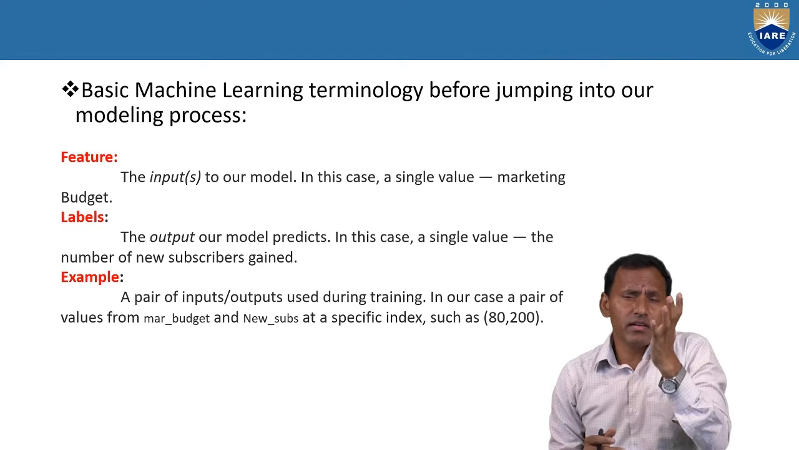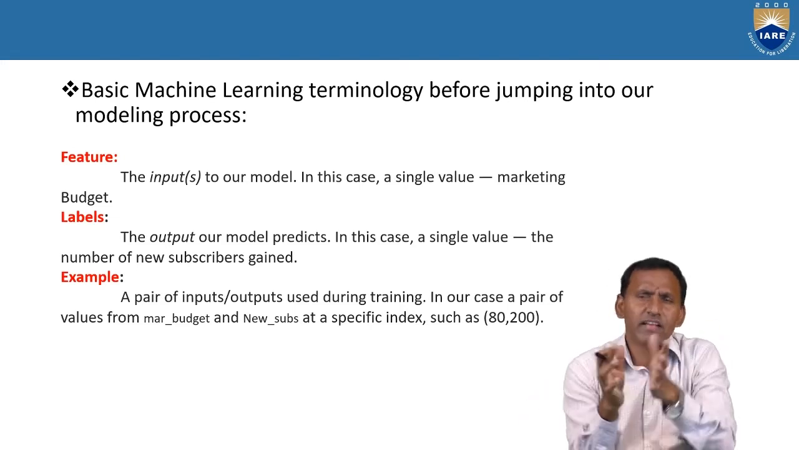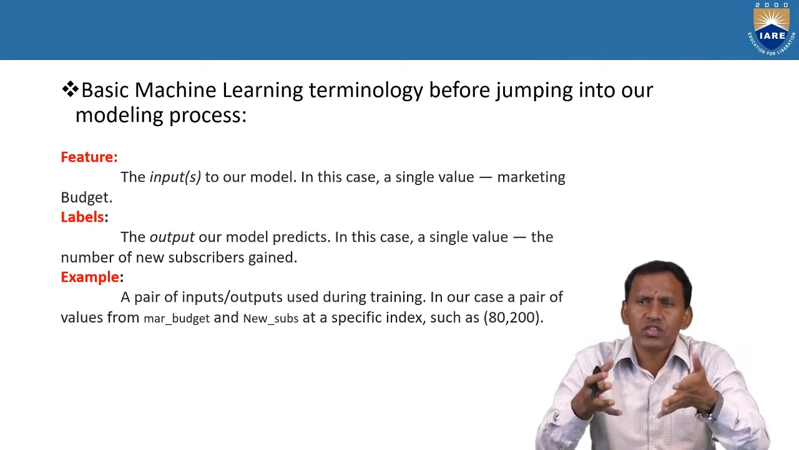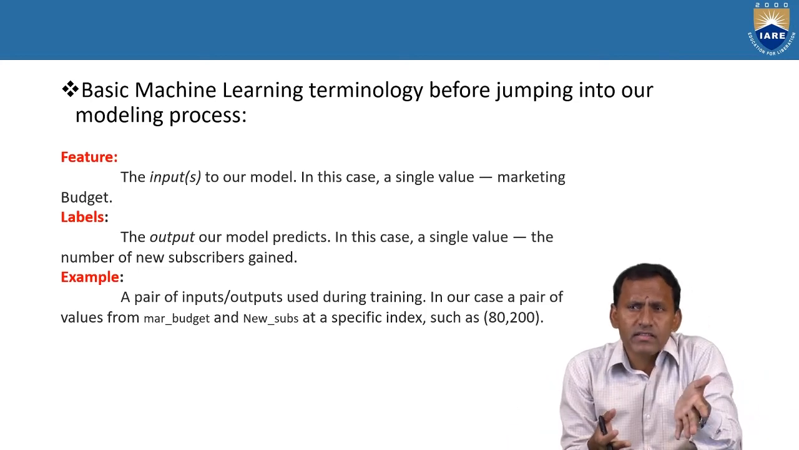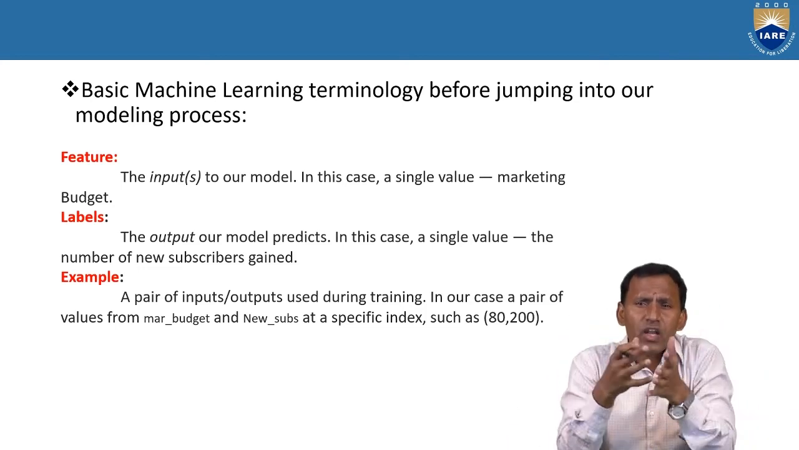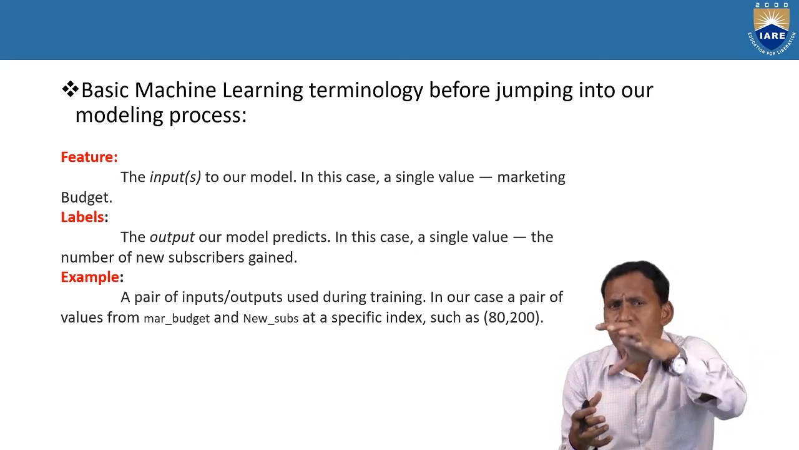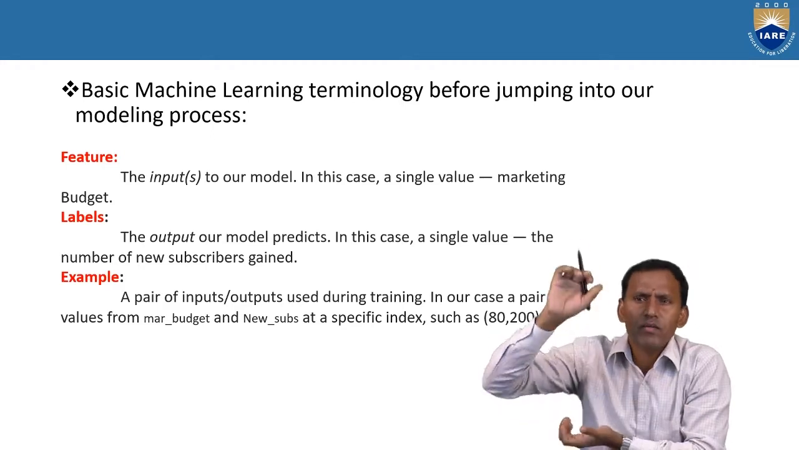Now coming to the labels. The label represents the output of our model. For example, here, a pair of inputs and outputs is used during the training process. In this case, the pair of values: market_budget, which represents how much amount we spent in a given month, and in the second column, how many subscribers we gained.